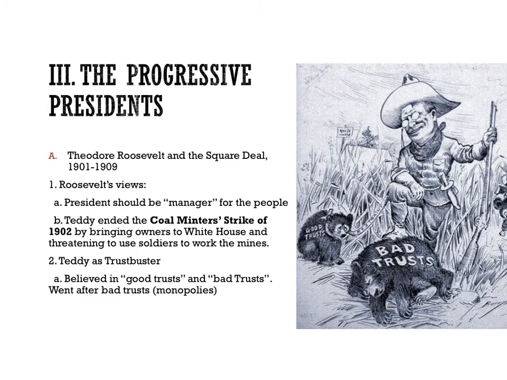A perfect example was how he ended the coal miners' strike of 1902. He brought owners to the White House and threatened to use soldiers to work the mines if the owners didn't give in. At one point, he actually told somebody that he wanted to throw the owners off the balcony in the White House. That's how upset he was because they were not cooperating. They were being relentless. And Teddy Roosevelt was worried because without coal and with winter coming, it was going to be pretty bad in the North. So he stepped in and fixed that.